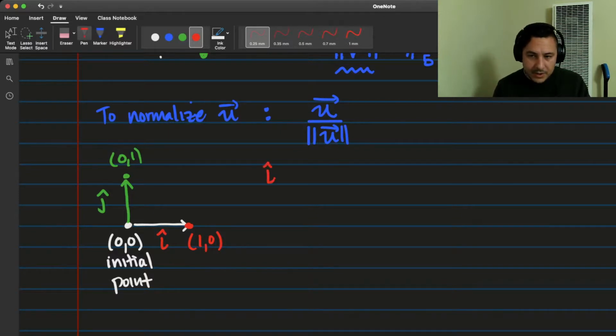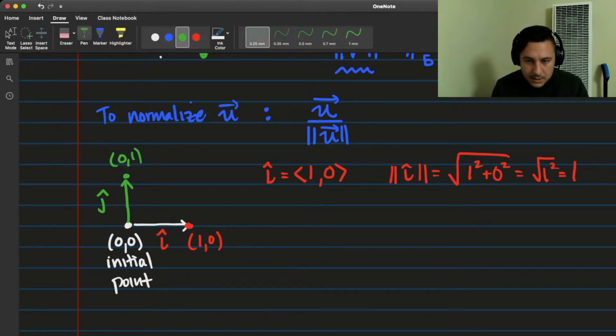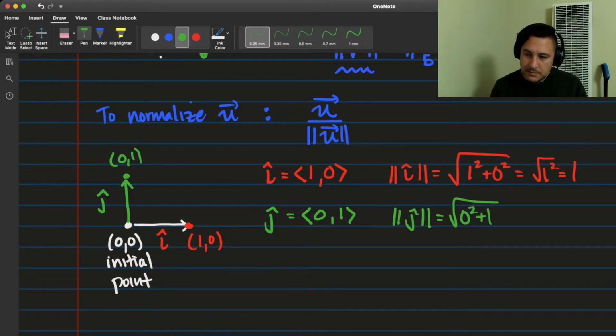So i, in component form, goes 1 to the right and doesn't change the y value. Notice that has a length of 1. The magnitude of 1. Remember, you could take the square root of the x component squared plus the y component squared. That's the square root of 1 squared, which is 1. J, the unit vector j, does not change the x value, it only makes it go up by 1. So when you take the magnitude of that, you get 0 squared plus 1 squared, which again is the square root of 1 squared, which is 1. They're both unit vectors.